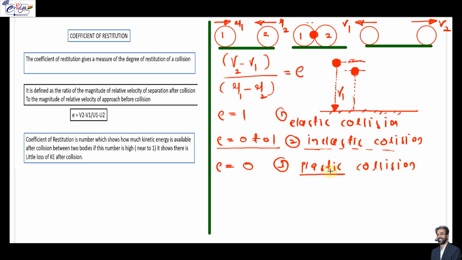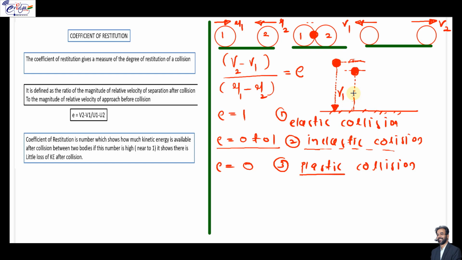So after understanding the concept of coefficient of restitution, we can divide collision into three types: elastic, inelastic, and plastic. See, the difference is clear. When E equal to 1, ideal condition, elastic collision, there is no loss in kinetic energy. When E is between 0 and 1, there is some loss in kinetic energy. And if the loss is more, then the height gained in this example is very less. If the loss is very little, the body is able to gain a height very little below the maximum height.